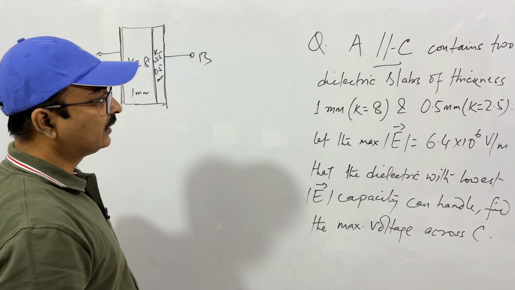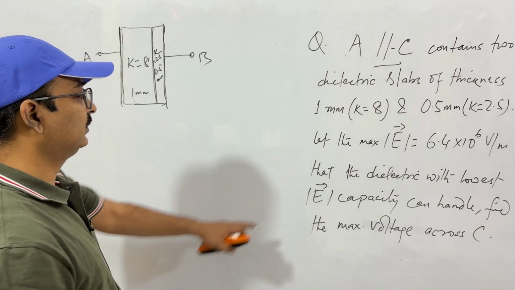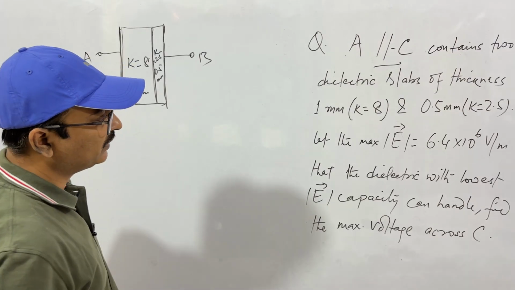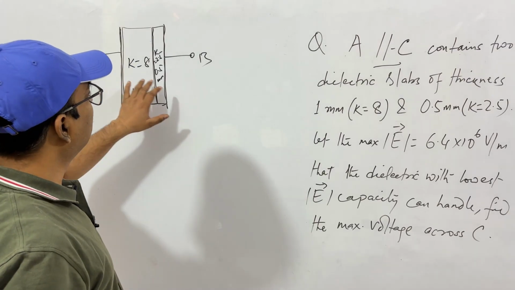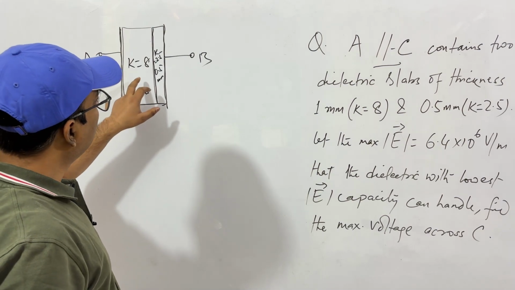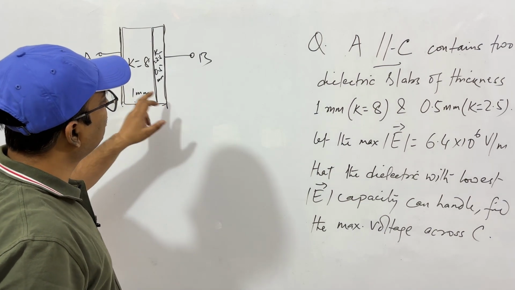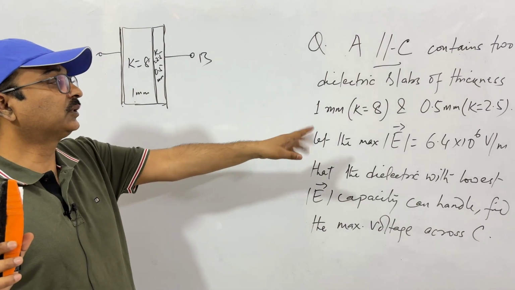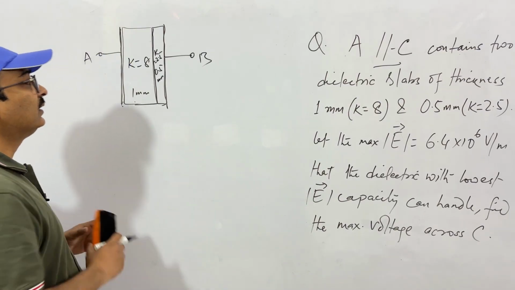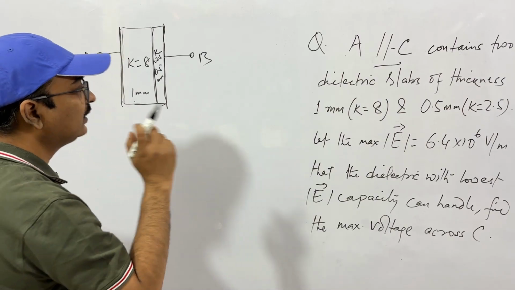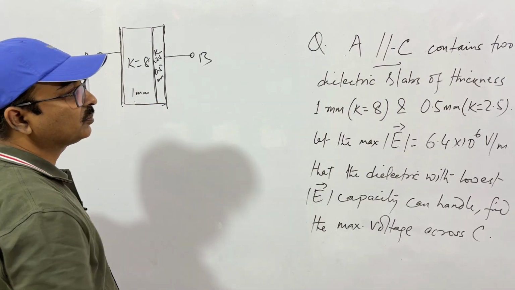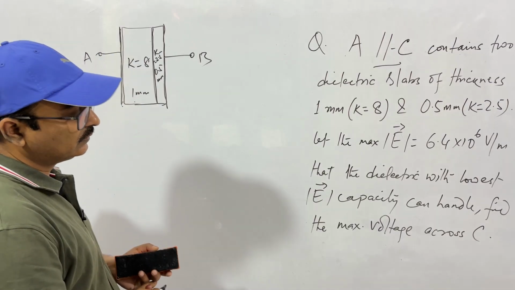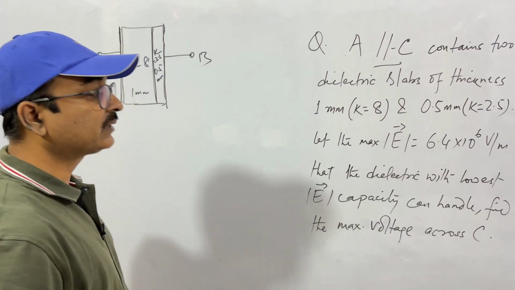The maximum electric field intensity that the dielectric with the lowest electric field capacity can handle is 6.4 into 10 to the power 6 volts per meter. That is, we have two dielectrics. Let this be the dielectric which has the lowest capacity of handling electric field intensity, and that maximum value is 6.4 into 10 to the power 6. That is to say that the maximum electric field intensity can be 6.4 into 10 to the power 6 volts per meter inside this. Okay, so the question is, what is the maximum voltage across C?